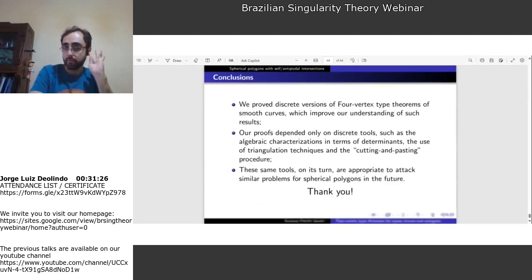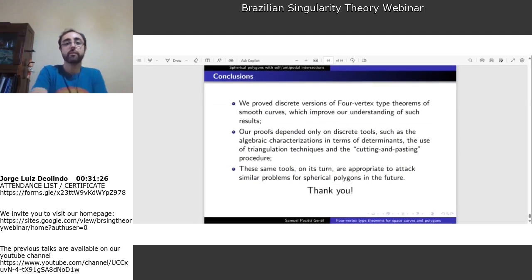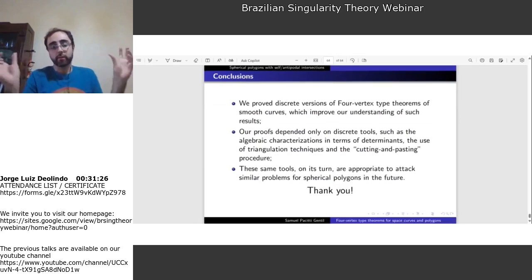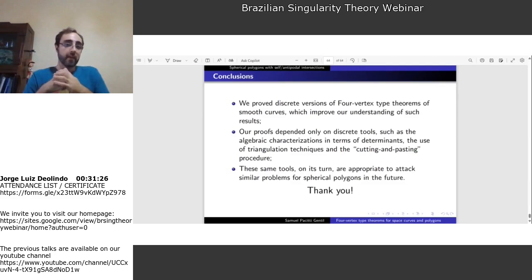So, conclusions: we proved discrete versions of the four-vertex type theorems of smooth curves, which improve our understanding of such results. Our proofs depended only on discrete tools, such as the algebraic characterizations in terms of determinants, the use of triangulation techniques, and also this cutting and pasting, this surgery procedure, as you can say. And these same tools, on their own, are appropriate to attack similar problems not only for spherical polygons, but for polygons in general, in the future.